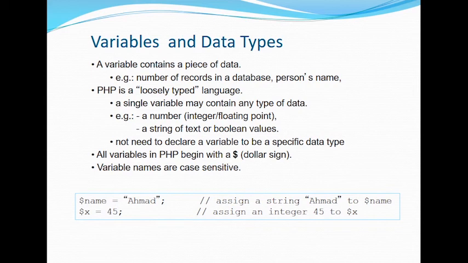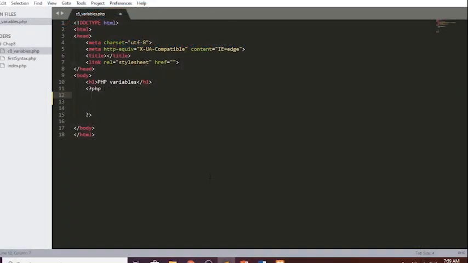In PHP, variable names are case sensitive, meaning that when you declare the variable, you have to use exactly the same case when you want to call that variable. I'm going to open Sublime Text to type my variables with the PHP code. In Sublime Text, I've already created it earlier, so let me bring it back.